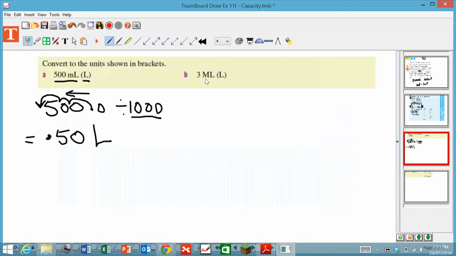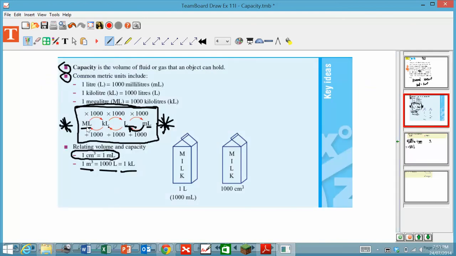Really easy. This one we're going to go from 3 megalitres into litres. So I've got 3 megalitres and we're going to litres. I'm going this way, so I've got to multiply this by 1,000.